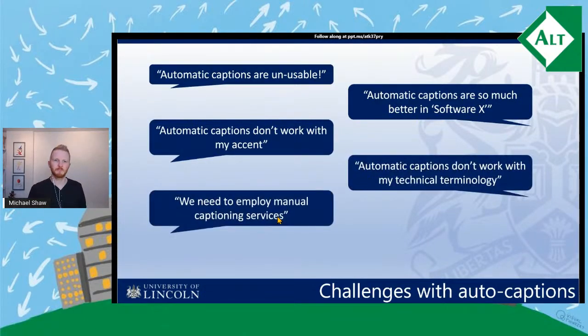So automatic captioning is one of the tools in our accessibility toolkit, but they do come with challenges. And I want to take a look at some common challenges that I've been told about with auto captions and discuss each of them today. And I'm sure if I was in a room with you all right now, I would see some heads nodding that some of these look familiar.